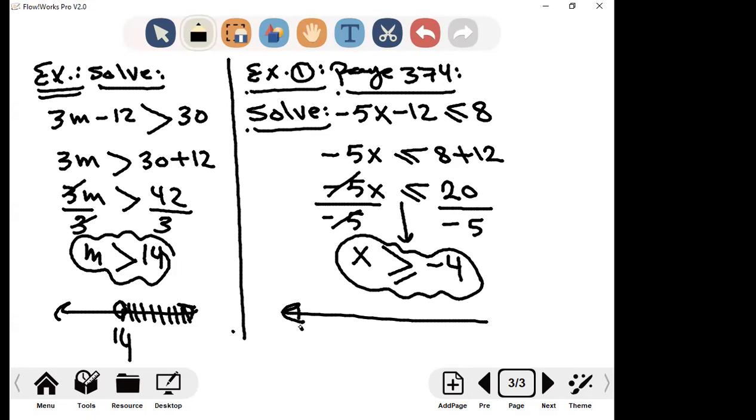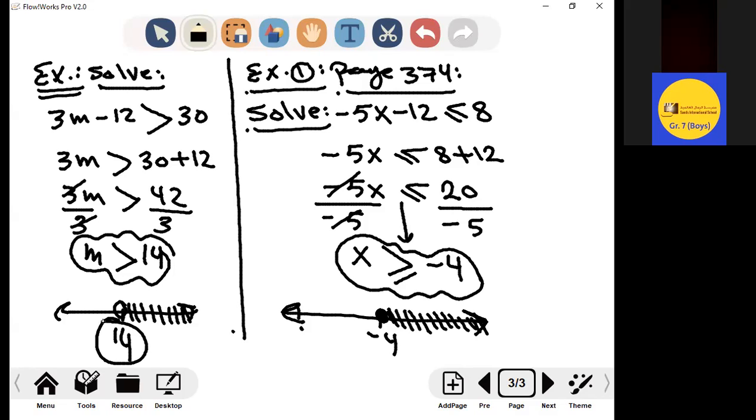Now you can graph it for sure. Negative 4, always read it from the inequality, we know that, right? And the closed circle, x more than, so I'm going to the right. And the closed circle means negative 4 is included in the solutions. So the solutions started from negative 4. But in the example we did here, the 14 is not included. We know this, right? This is example 1, page 374.